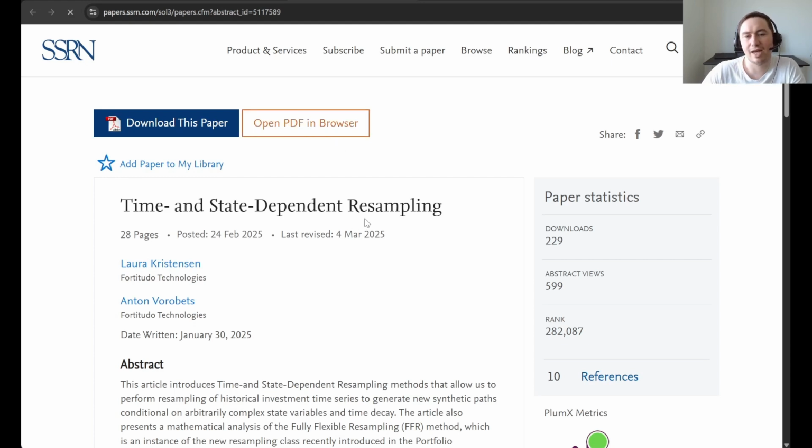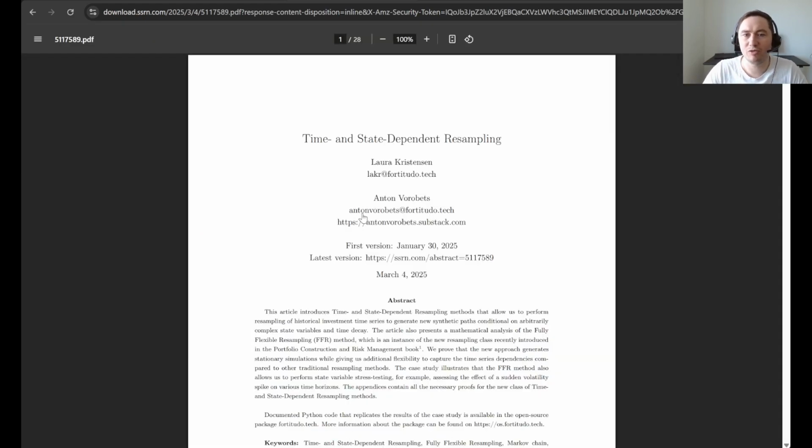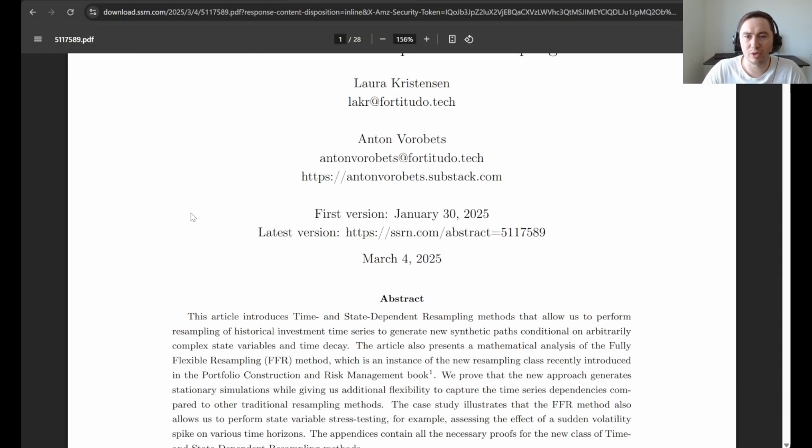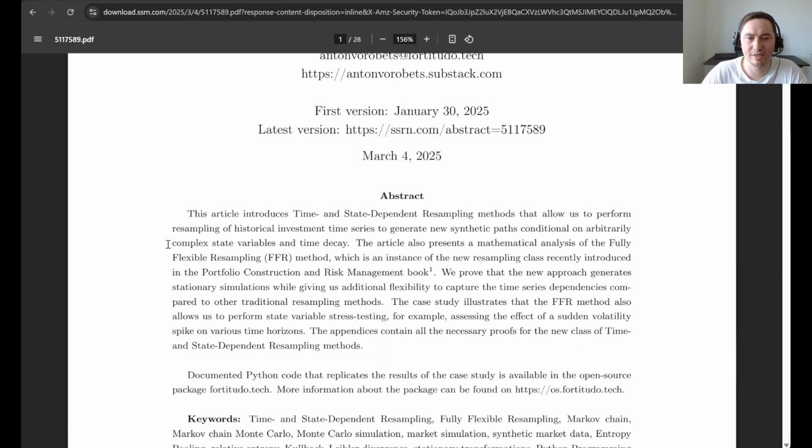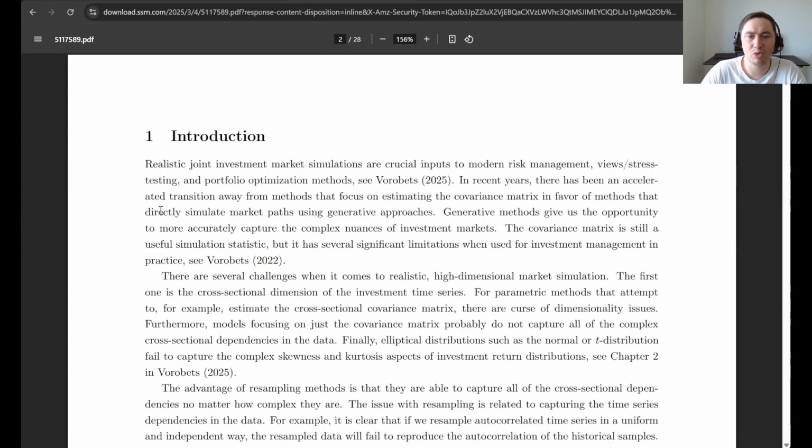So basically this time and state-dependent resampling was initially introduced in the Portfolio Construction and Risk Management book. In this article we just give all the proofs of this new class of resampling methods that are left out in the book, where we just present the fully flexible resampling class. So this is some of the things that we write here in the abstract, and then we go to the introduction.